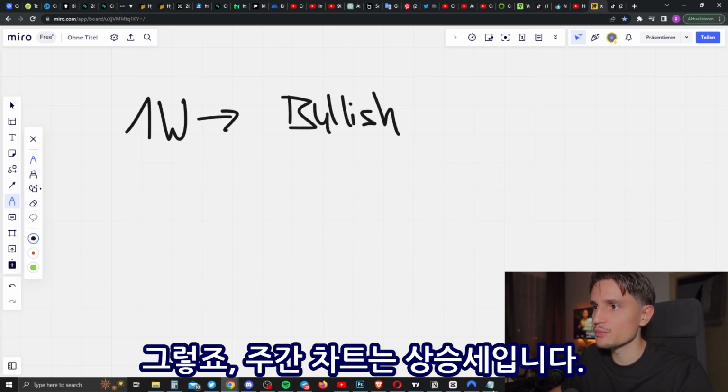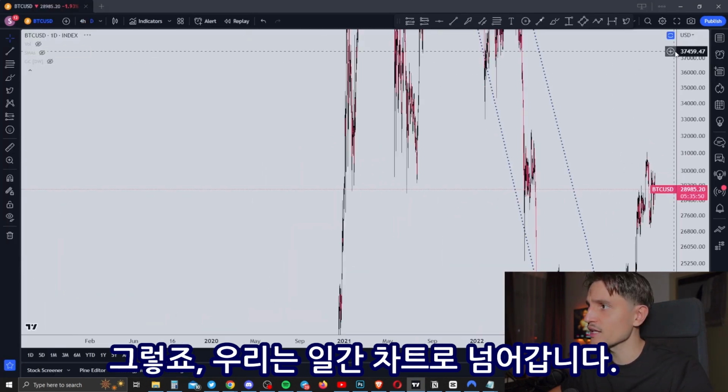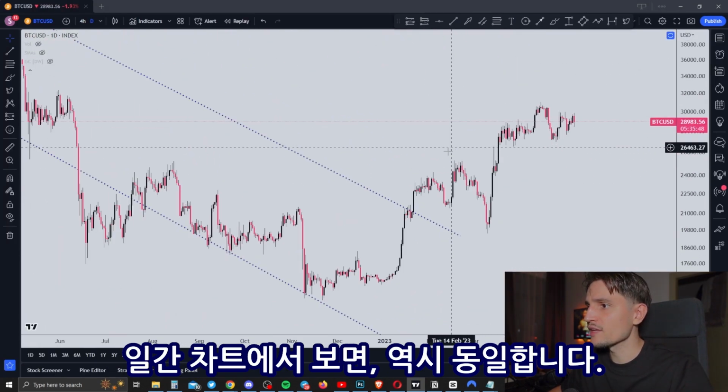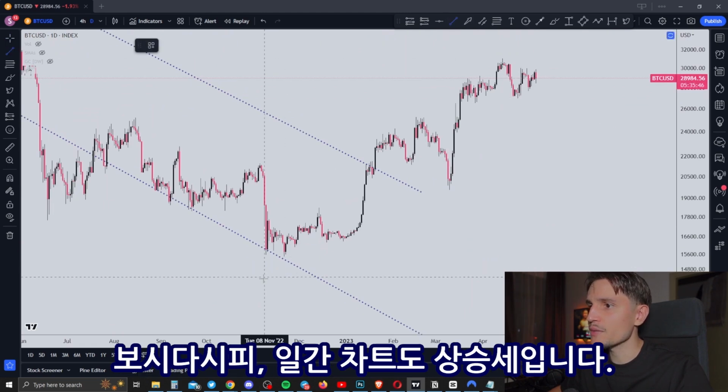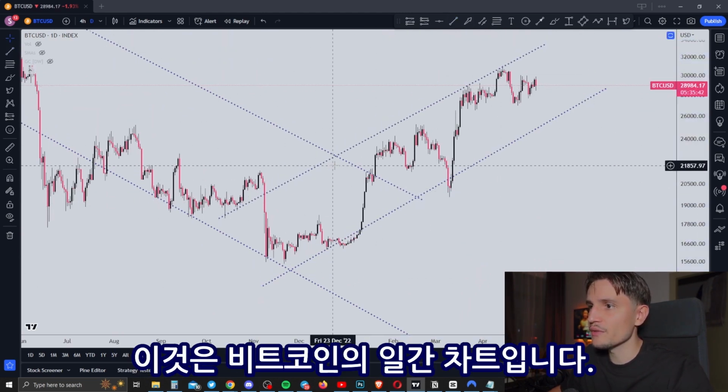So we have weekly is bullish. Then we are going into the daily time frame, guys, right? We are looking at the daily time frame, also the same. As you can see, the daily time frame is also bullish. This is the daily time frame on Bitcoin, guys.